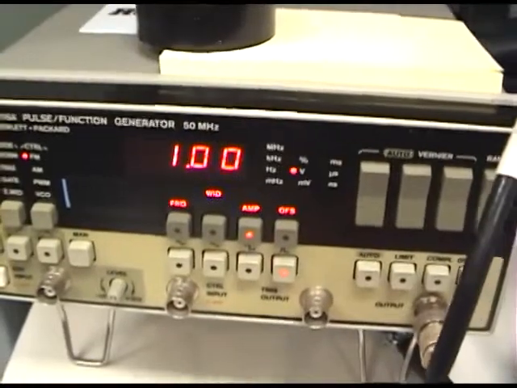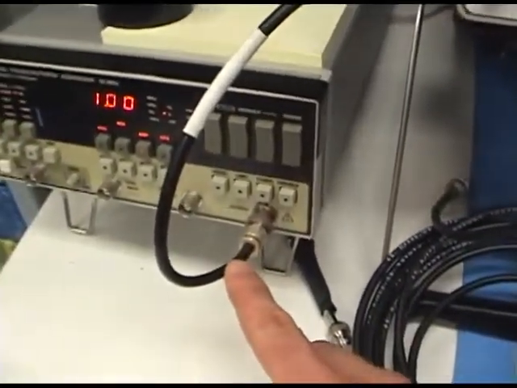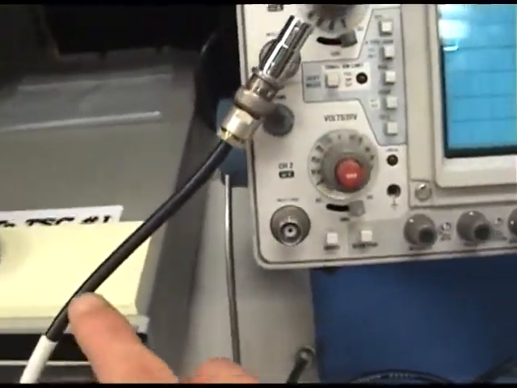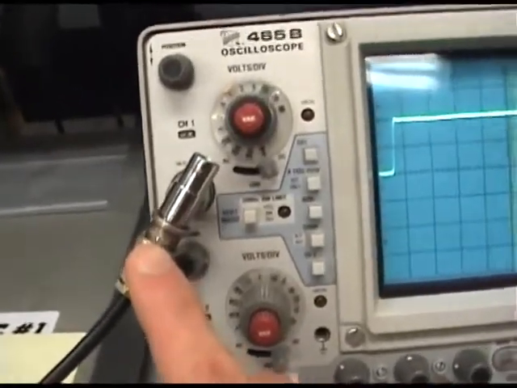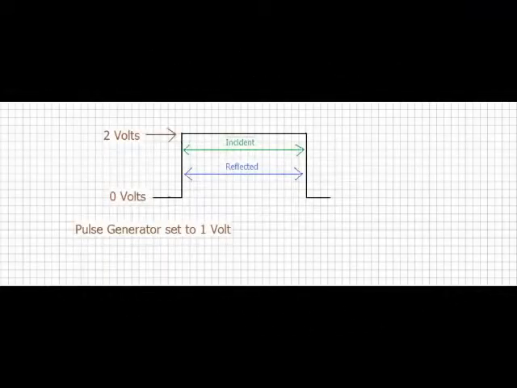Well, what's happening is that we have a pulse that is traveling from the pulse generator. It comes up, it sees this open circuit, and the reflection returns at approximately the same time the incident pulse was sent. So we are essentially looking at both the reflected and incident pulses directly on top of each other, adding to 2 volts.